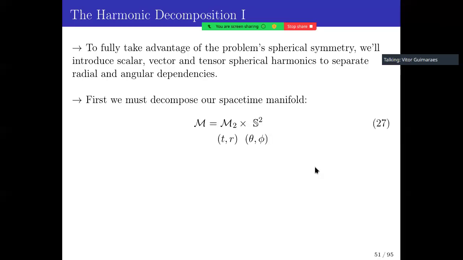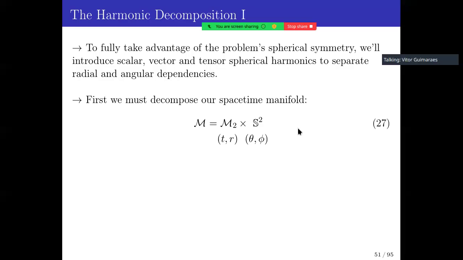So, what we are doing mathematically, okay, for those who are worried about how we are going to do this in terms of structure, what we are doing basically is we are modeling our full manifold as a cross product between this manifold M2, which is going to be taking care of the T and R coordinates, right? And S2, right? Which is the two-sphere, right? And so we can decompose our spacetime in such a way, okay?